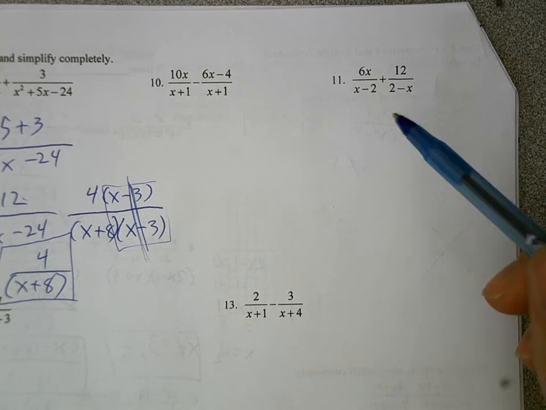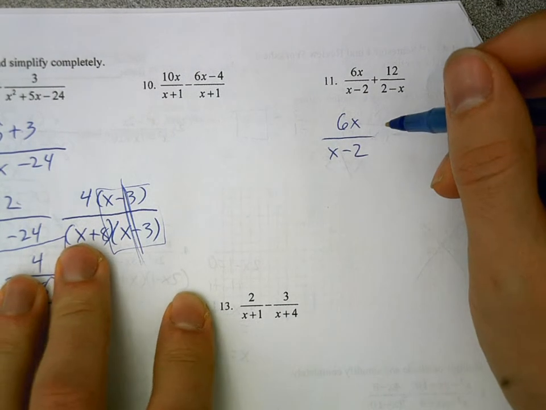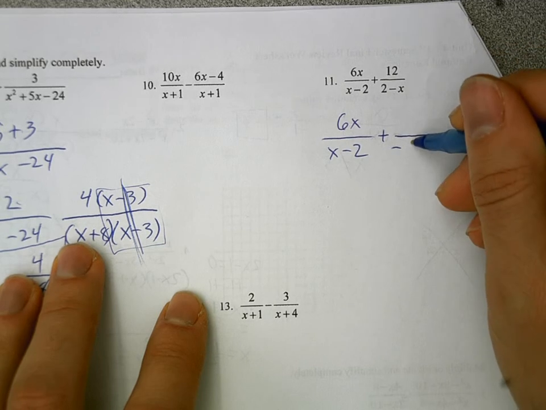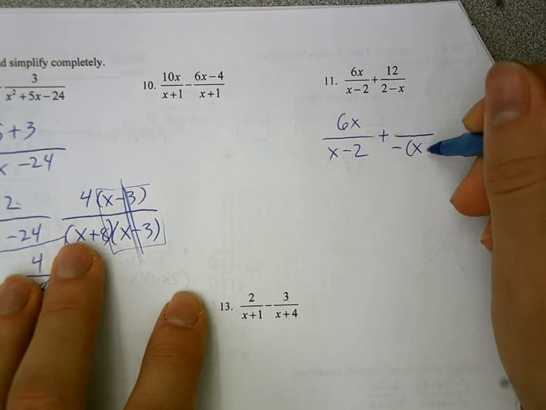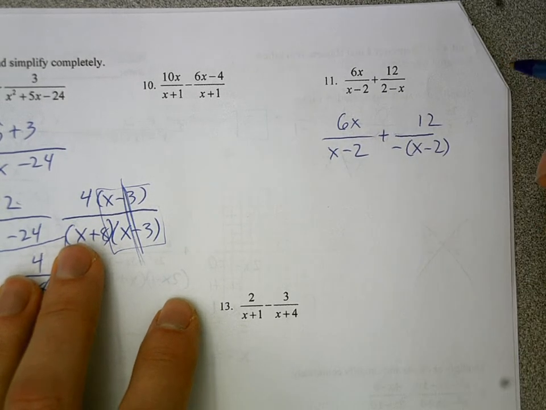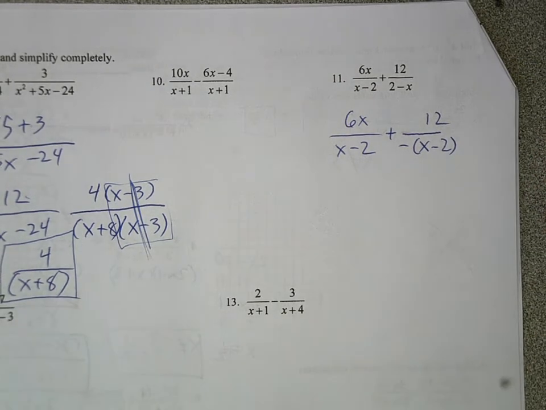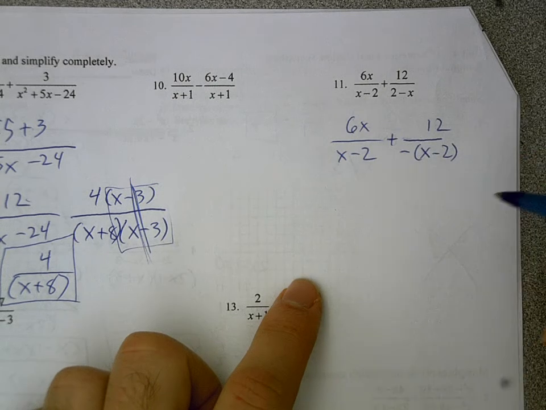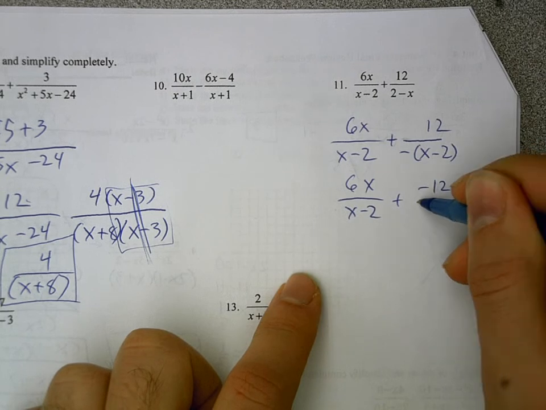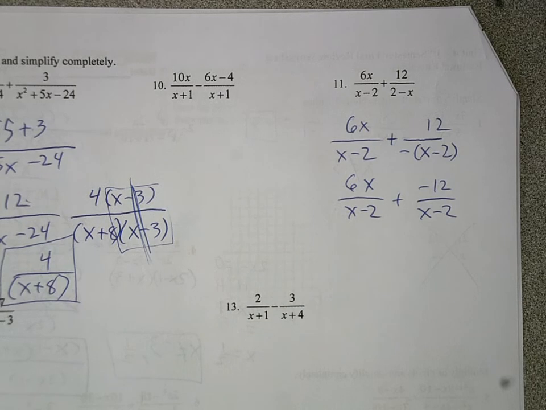So I would rewrite this, keep the first one, 6x over x minus 2. Take a negative 1 out here. So a negative 1 out, which would let us make that x become positive, the 2 become negative. 12 on the top would stay. And then I would move this negative up to the top. 6x over x minus 2 plus negative 12 over x minus 2. Could you all finish that one? It's like 2 more steps. Take 30 seconds, finish that one. We'll move on.